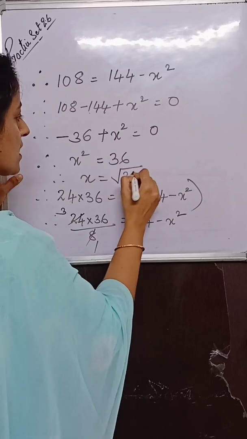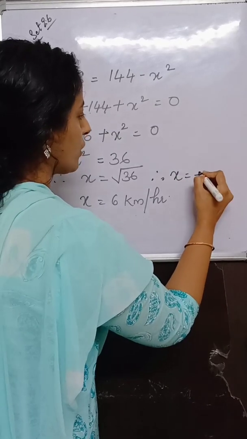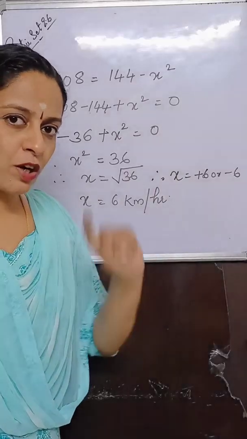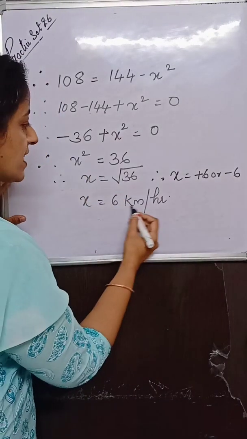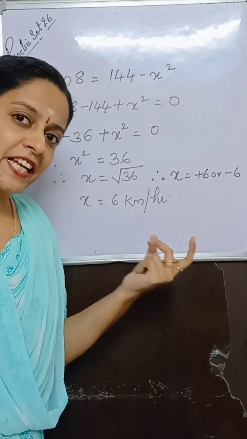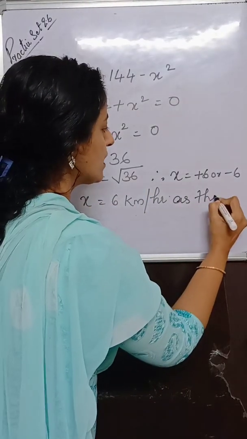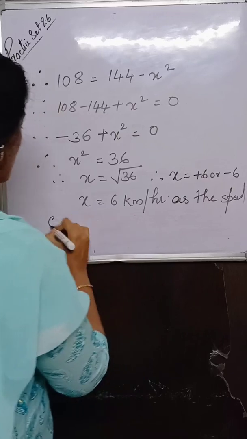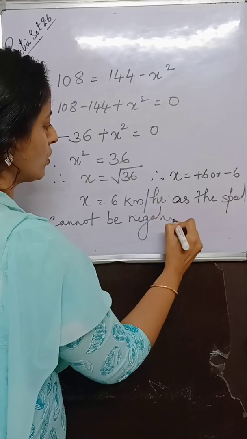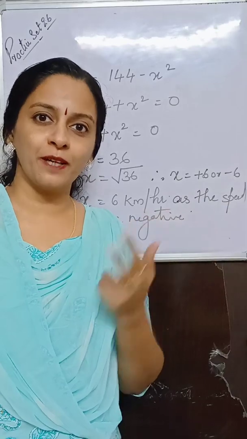So what are the values of x? Root of 36. If you take the square root of 36, you will get two values. x is equal to plus 6 or minus 6. Now, the speed cannot be negative. So, we will take x as 6 km per hour. Can the speed be negative? No. So, we will take the value of x as a positive number, as the speed cannot be negative. So, we got the speed of the water current as 6 km per hour.